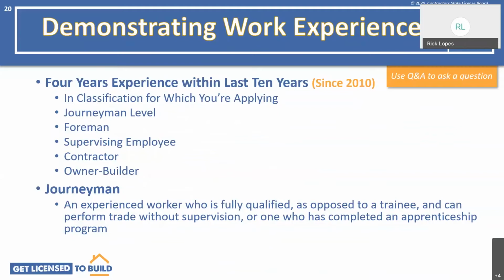Remember, the license qualifier needs 4 years of experience within the last 10 years in the classification for which you're applying. That means at least 4 years of experience since 2010. The experience must be at no less than a journeyman level, or as a foreman, supervising employee, contractor, or owner-builder. A journeyman is defined as an experienced worker who is fully qualified, as opposed to a trainee, who can perform the trade without supervision.